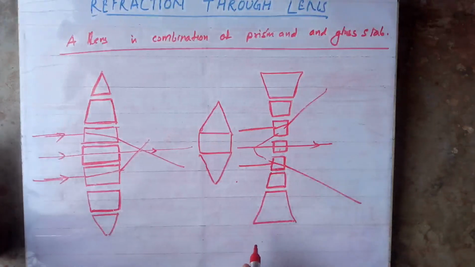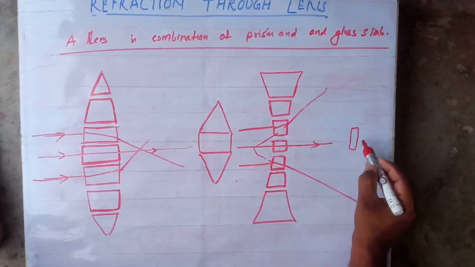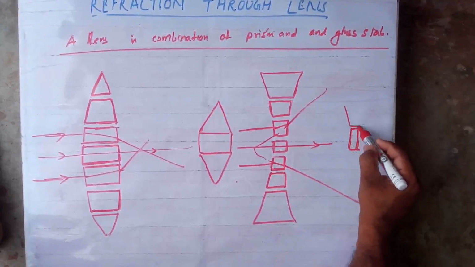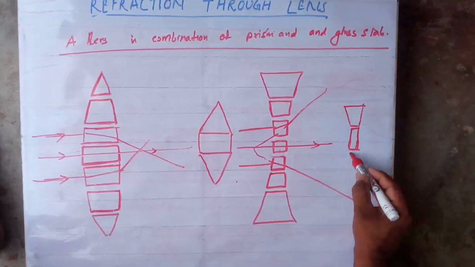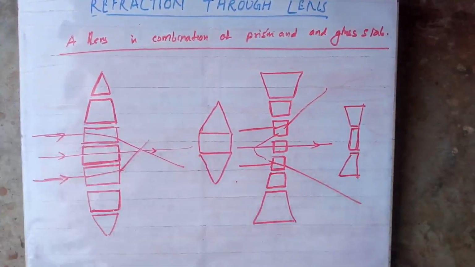Okay. This also you can show simply. This is a glass slab. You can consider this a glass slab. Now this is a prism. The base is outside. This is a lens. Clear? So this way, a lens is a combination of a glass slab and a few prisms, we can prove. Okay, clear?